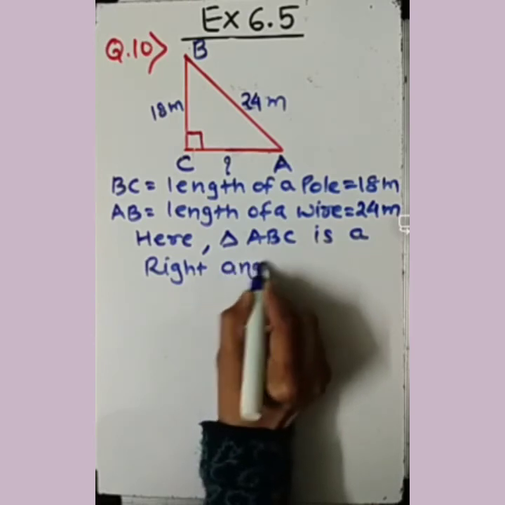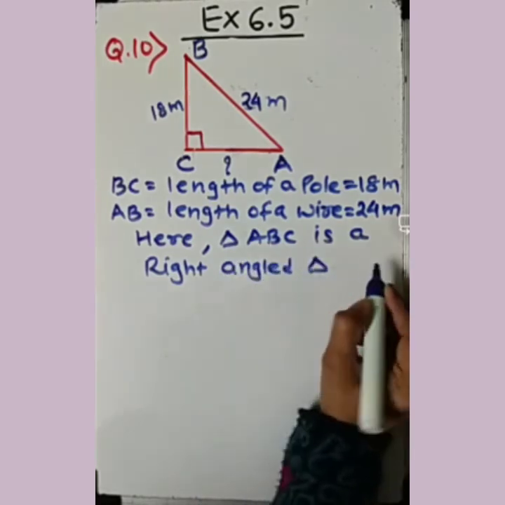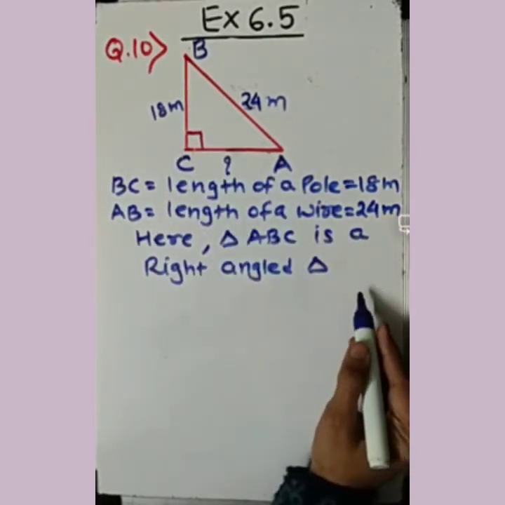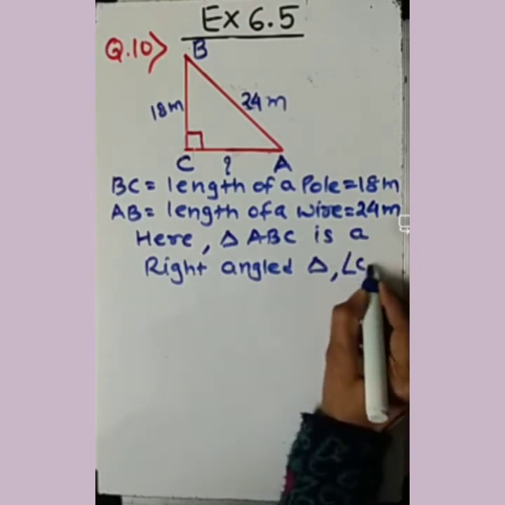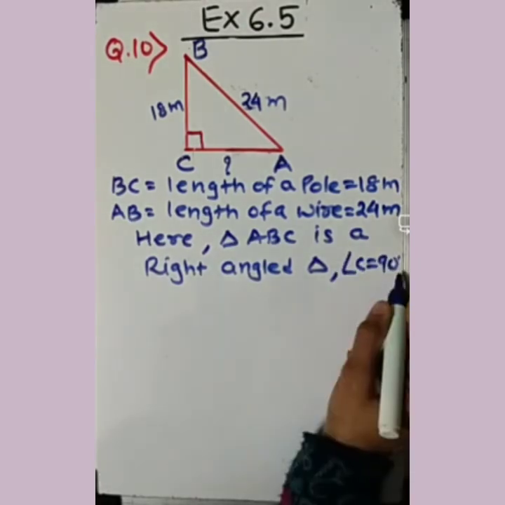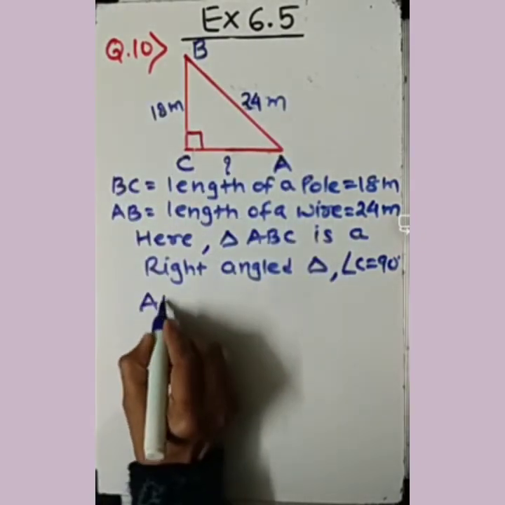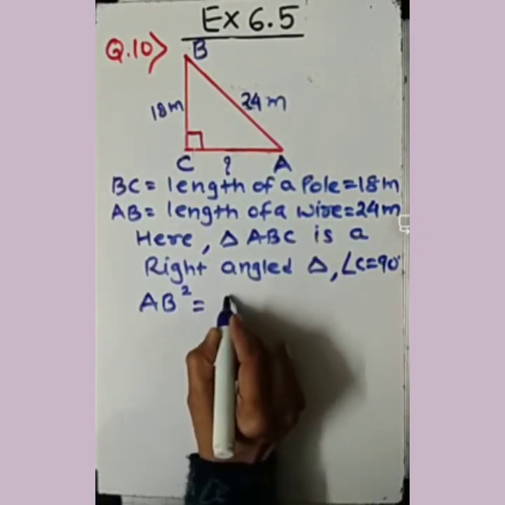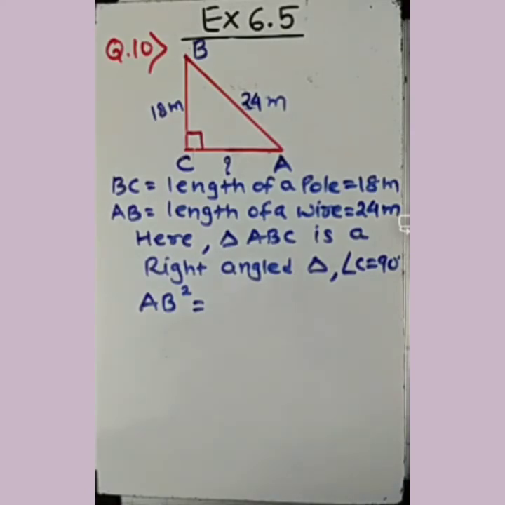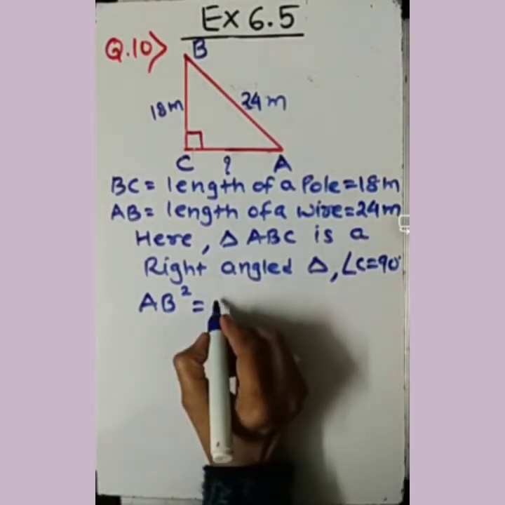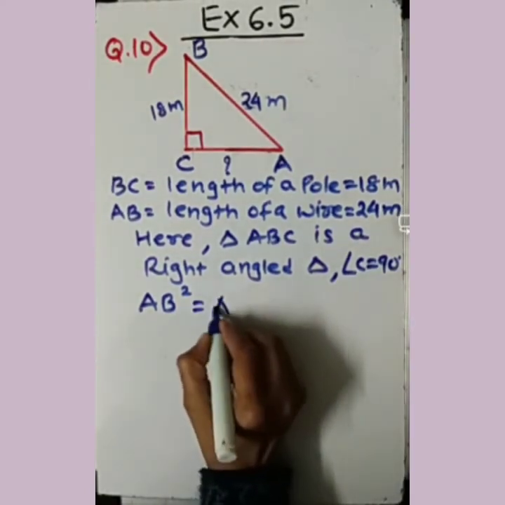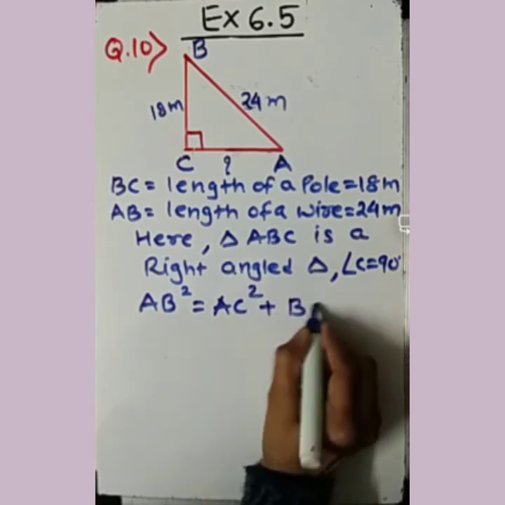Right angled triangle, and it is right angled at angle C. You can mention further angle C equal to 90 degrees. So using Pythagoras theorem, we will have the result AB square equal to AC square plus BC square.